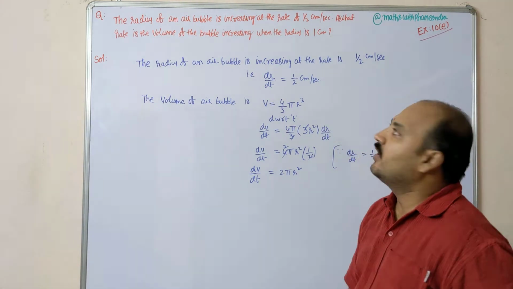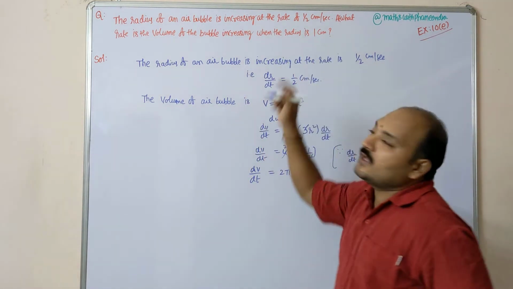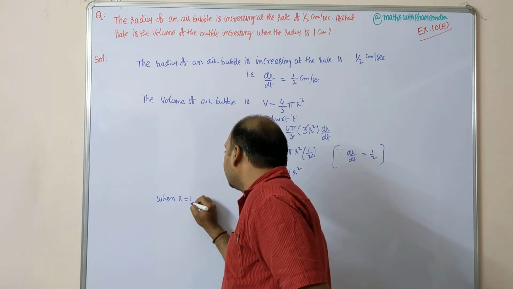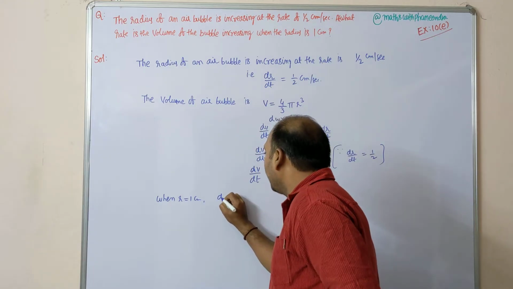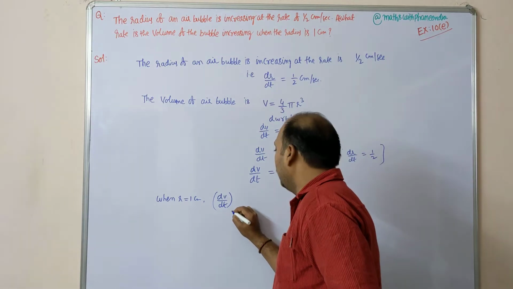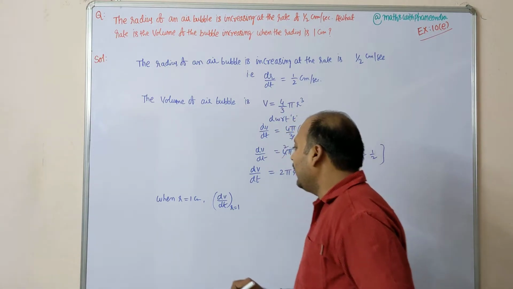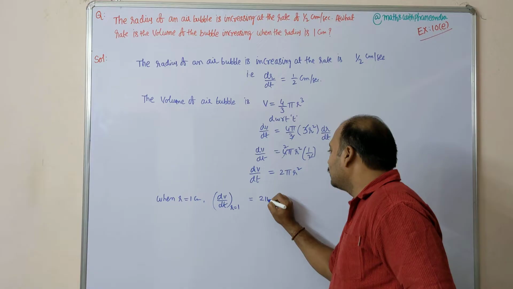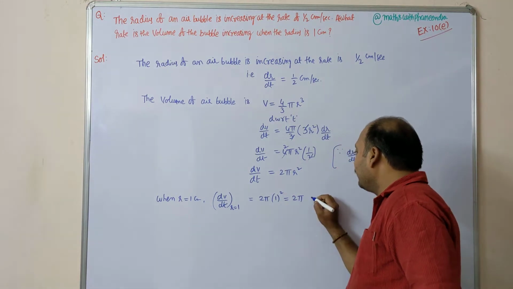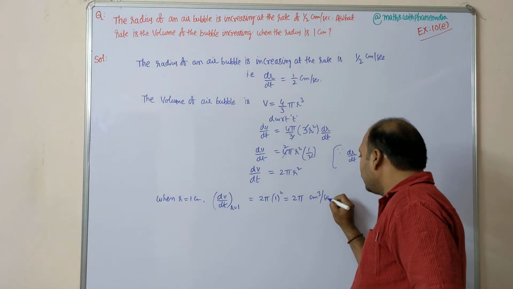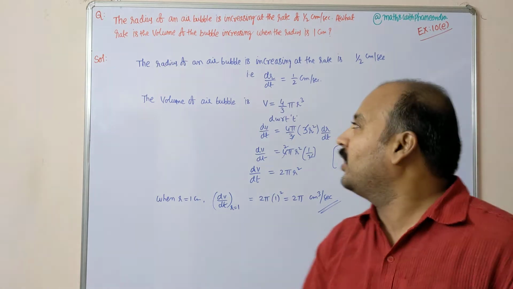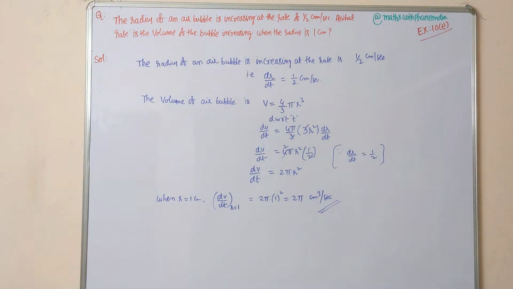Till here we have. Next, when radius r is equal to 1 centimeter, the rate of change of increase in the volume of the air bubble, so dV by dt at r is equal to 1 is 2 pi into 1 square, which is equal to 2 pi. Volume is centimeter cube per second. So the answer is 2 pi centimeter cube per second. I hope you understand it, students. We'll move on to the next question.